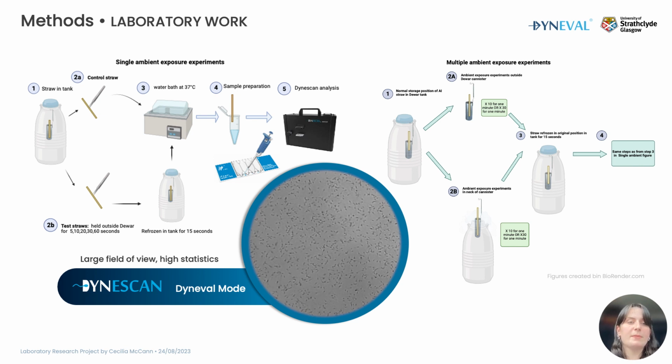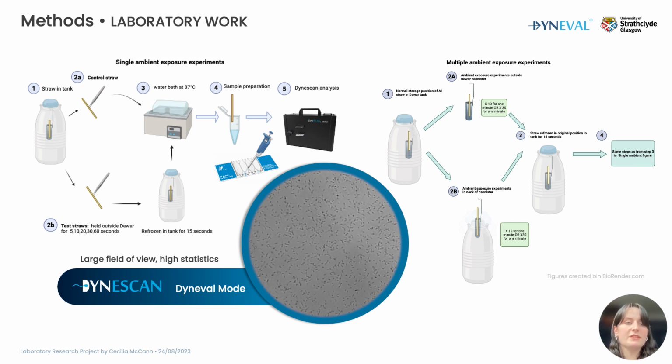For the control straw for both experiments, the straw was taken out with tweezers and immediately thawed in a water bath. After 40 seconds in the water bath, the straw was removed, cut and emptied into a centrifuge tube. Then 3 microliters of the sample was micropipetted into a Leja slide, which is a fixed depth chamber slide. This slide was then inserted into the Dynascan for analysis, shown in step 5, which provides measurements on the mean swimming speed of a sample and the percentage progressive motility, which is the percentage of spermatozoa which display rapid linear movement, which is required for successful fertilization.